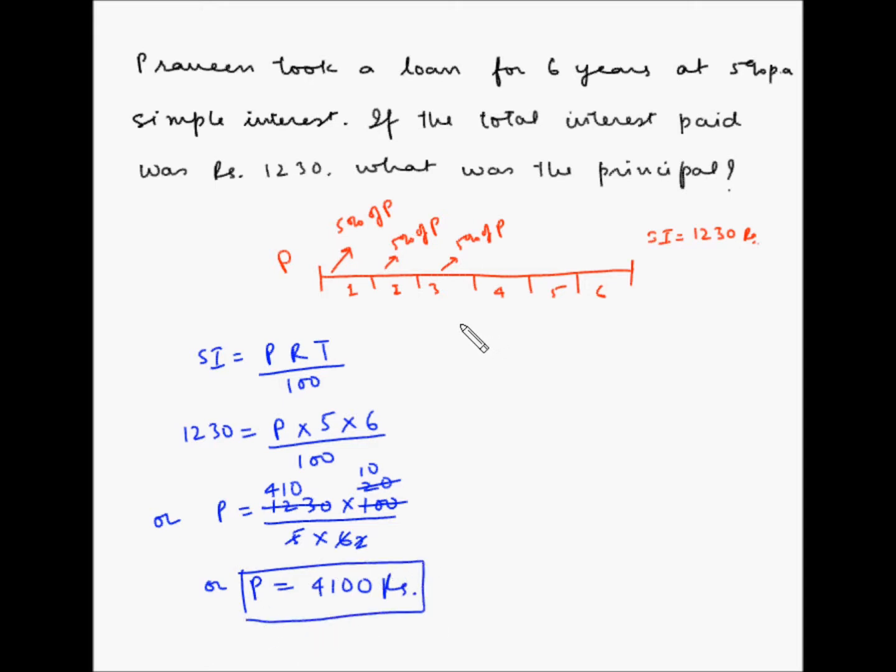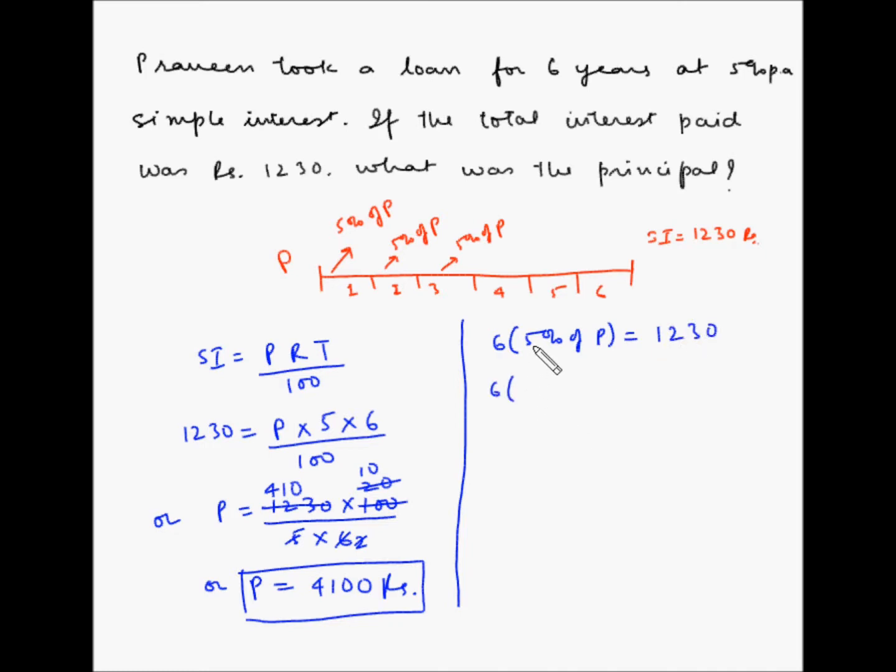Now let's look at this in a different way. So because this is simple interest, we know that every year we are going to get the same interest, which is equal to 5% of the principal amount. So 5% of principal for the first year plus 5% of principal for the second year, and so on till the 6th year, is equal to 1230 rupees. So in other terms, we can say that 6 times 5% of P is equal to 1230.